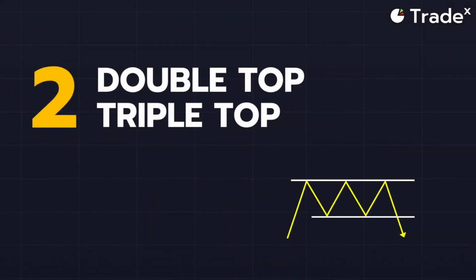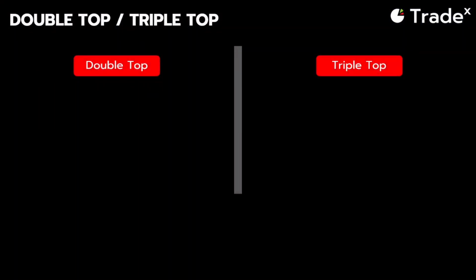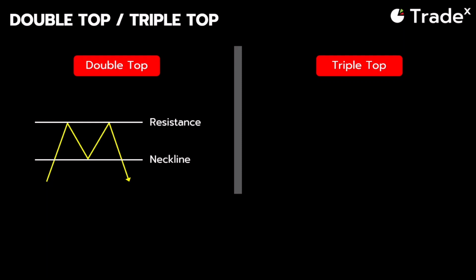Next, let's explore the second group of chart patterns, double top and triple top. These patterns are essentially the inverse of the double bottom and triple bottom. The double top pattern features 2 prominent peaks at nearly the same price level, separated by a trough. These peaks represent resistance levels, where the price rises, then pulls back. The trough between them forms the neckline, acting as a support level that the price tests before potentially breaking down.